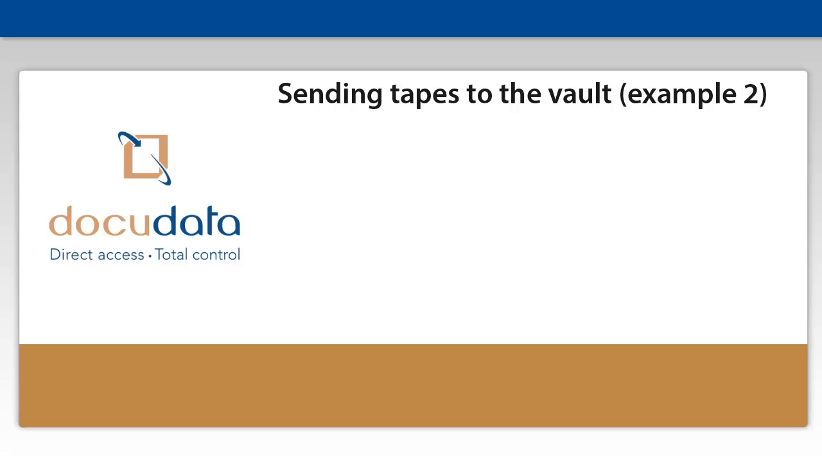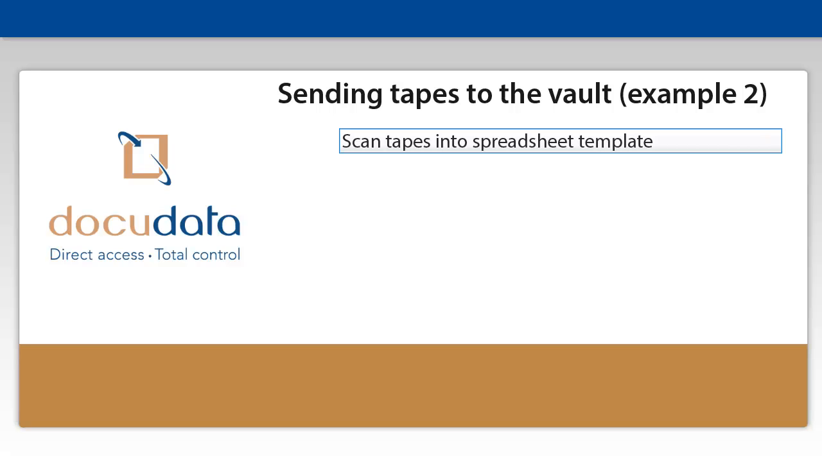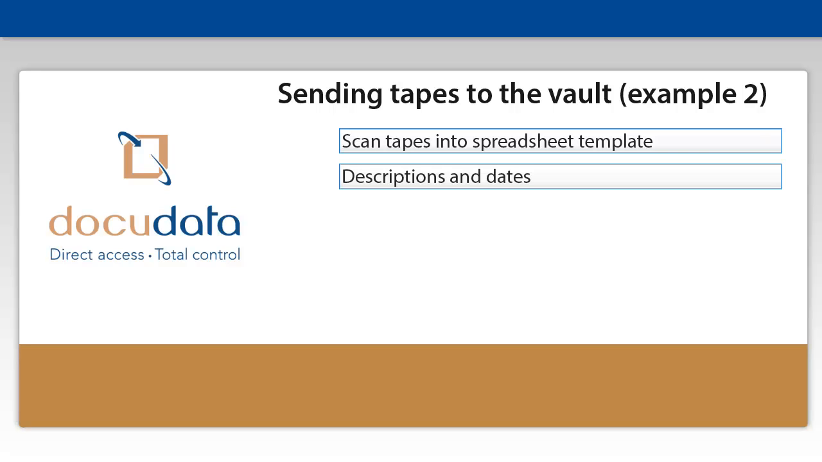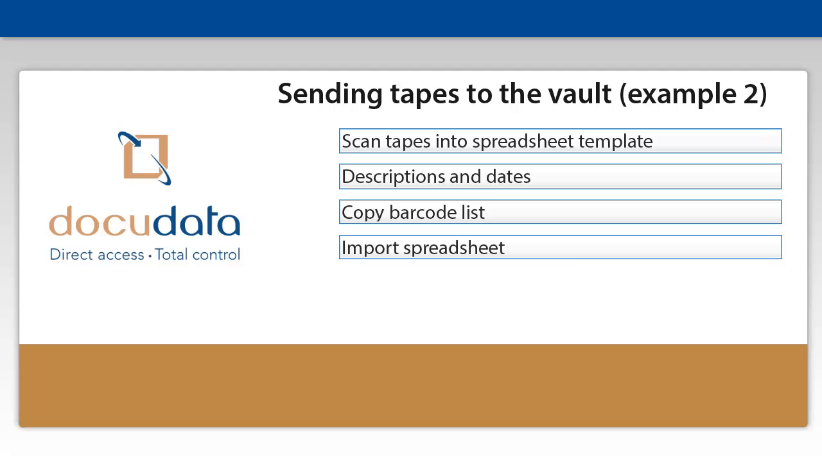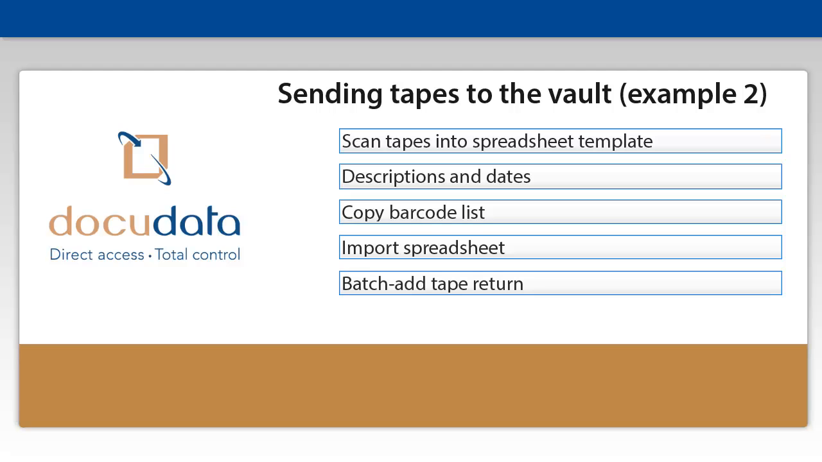Our second example for sending tapes to the vault applies to people who would prefer to work with barcode scanners and spreadsheets. In this example, we will scan our tapes into a spreadsheet template, fill in the descriptions and dates using your favorite spreadsheet techniques, copy the list of barcodes to your clipboard, import the spreadsheet to update the descriptions and dates, and paste in the list of tapes and complete your order.